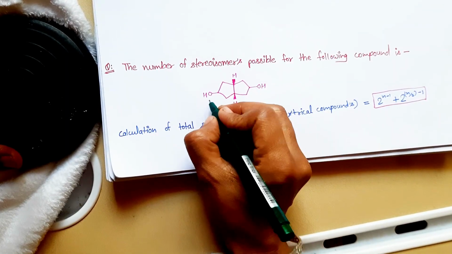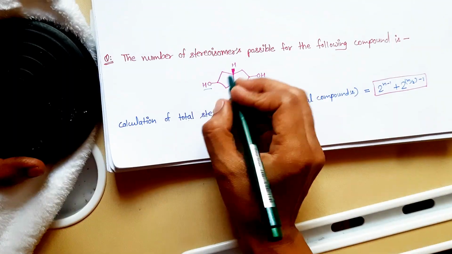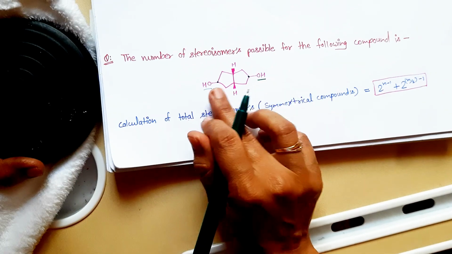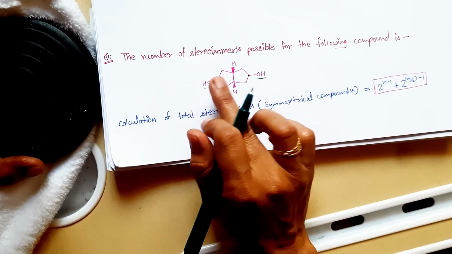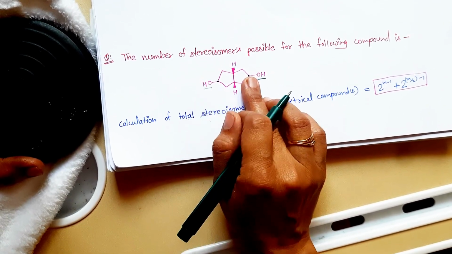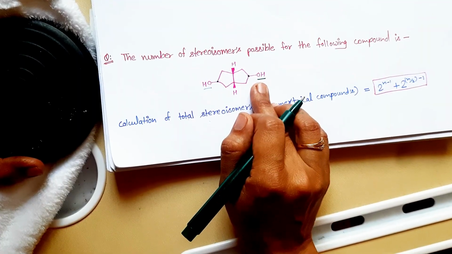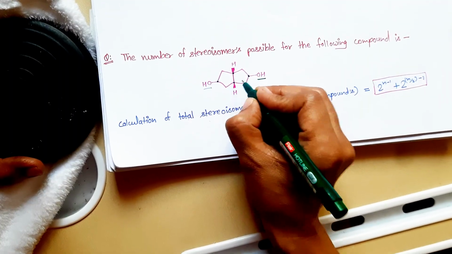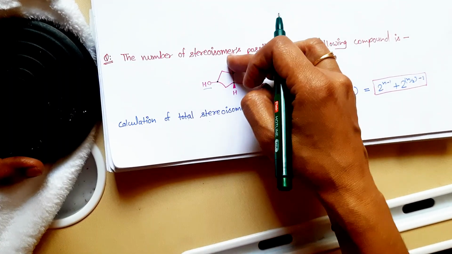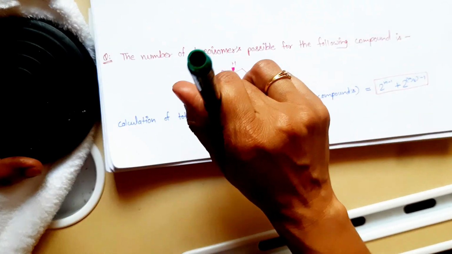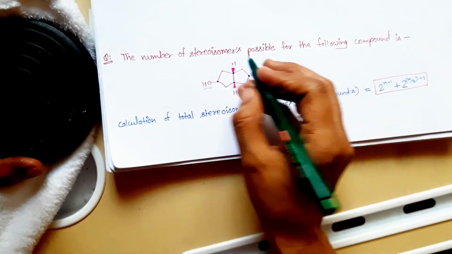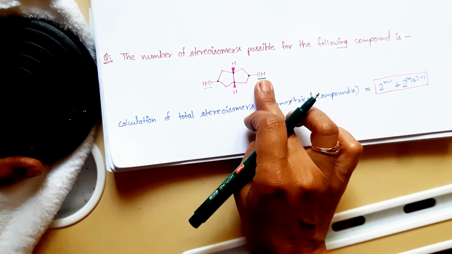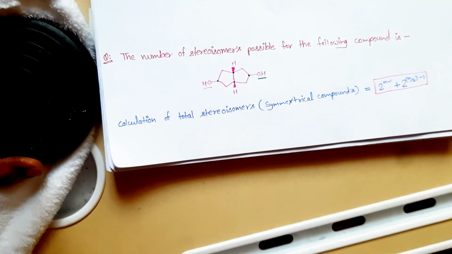In this compound, two hydroxyl groups are attached to these carbons. So these two carbon atoms are stereo centers, and we can also call these pseudo chiral centers. And here two carbons are attached to two hydrogens, and both hydrogens are on the wedge side, which means they both point in the upward direction. When we see this compound, it seems to be a symmetrical compound, so we can apply this formula for this compound.